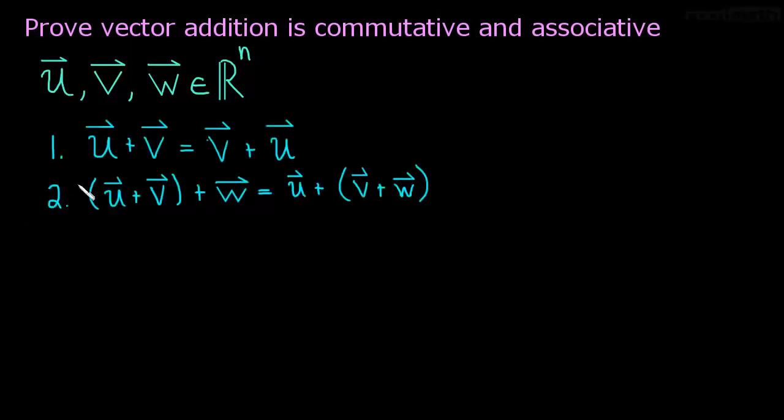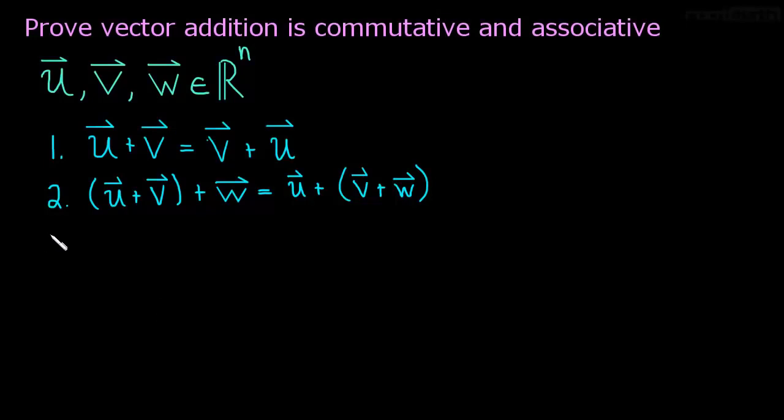Here we're being asked to prove that vector addition is commutative and associative. So this will be our first proof in the linear algebra course. First of all, let's just define three vectors. U, V, and W are all in Rn, so they're three vectors with n components. And let's figure out what we're trying to prove. We're trying to prove that vector addition is commutative, so U plus V is the same as V plus U, and associative, so U plus V in parentheses plus W is the same as U plus V plus W.